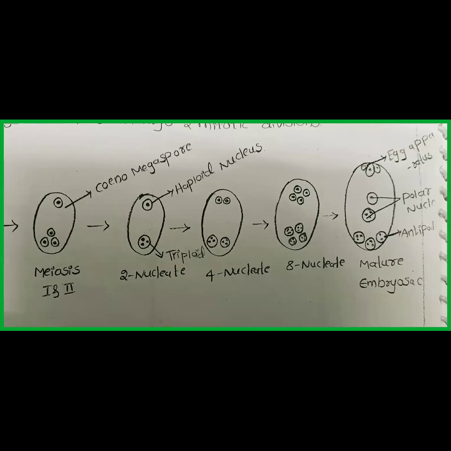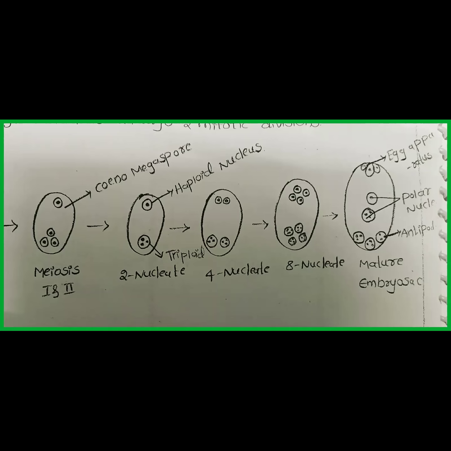I will explain again, see. In the Fritillaria type, the speciality is that the 4 haploid nuclei of the megaspore arrange themselves in 2 groups, a 1+3 arrangement. See here. So 3 at the chalazal end, 1 at the micropylar end.